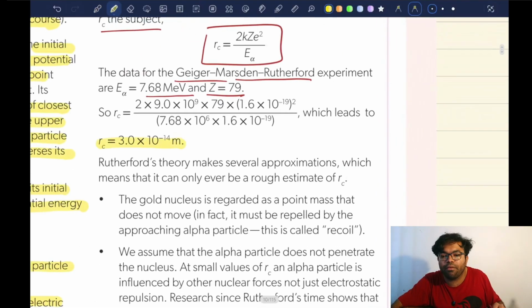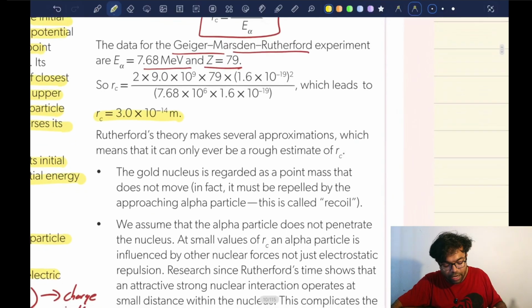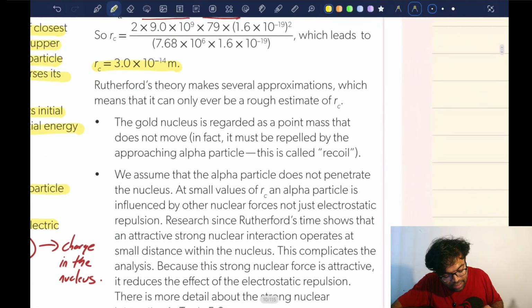3 into 10 to the power minus 14 meters. Rutherford's theory makes several approximations, which means that it can only ever be a rough estimate of Rc. It is not the actual value. The nucleus radius is not this, but it is close to this, we can say.